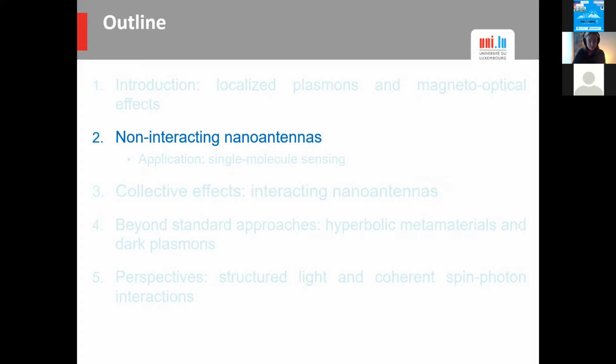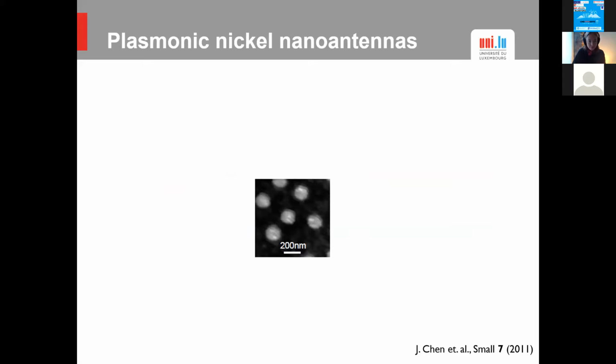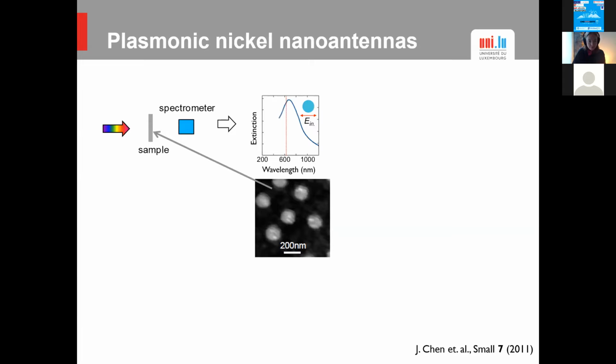I would like to first introduce this work, which is actually a very nice work, I would say a pioneering work in the field. A few years ago, some colleagues in Nanogune started to study nickel nano antennas. This is just a SEM image. They characterized them with a very simple spectroscopy technique. They measured the extinction and found that there is quite a clear plasmonic resonance.